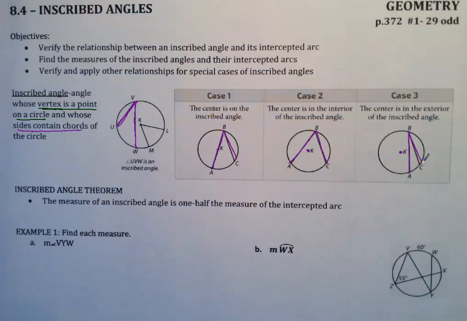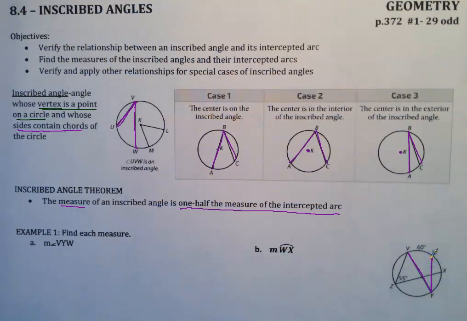Then we have the inscribed angle theorem. The measure of an inscribed angle is 1/2 the measure of the intercepted arc. So the measure is 1/2 the measure of the intercepted arc. So, example 1a. Find each measure. We want the measure of angle VYW.